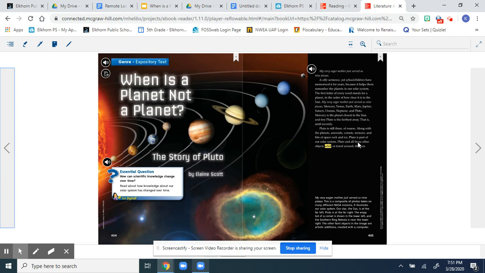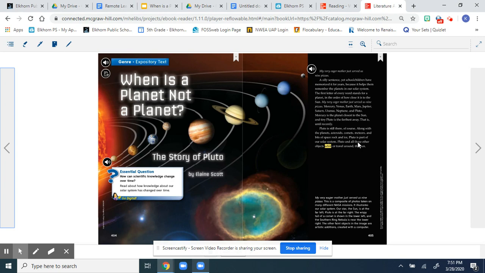Let's start on page 405. And you can follow along at the very top. It says, a silly sentence, yet school children have memorized it for years because it helps them remember the planets in our solar system. The first letter of every word stands for a planet in the order of how close it is to the sun. Mercury, Venus, Earth, Mars, Jupiter, Saturn, Uranus, Neptune, and Pluto. Mercury is the planet closest to the sun, and tiny Pluto is the farthest away.